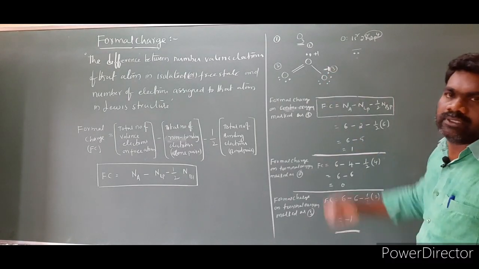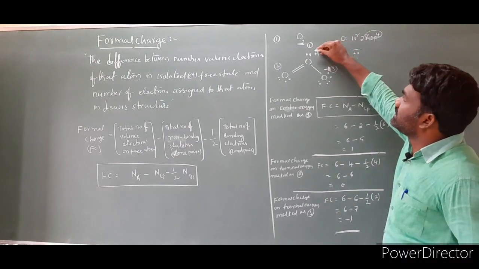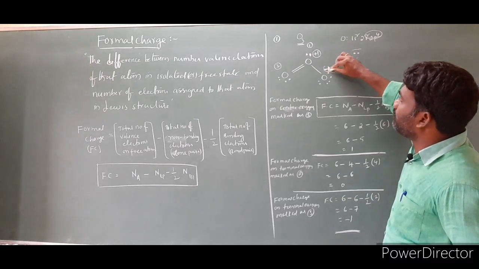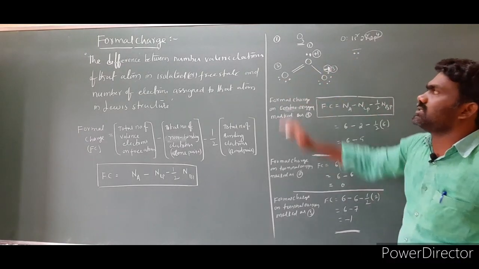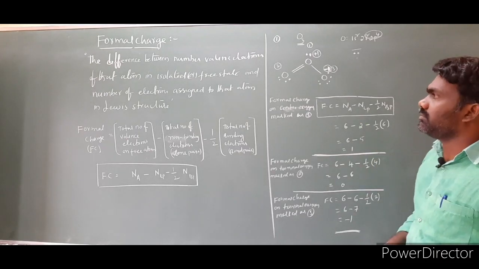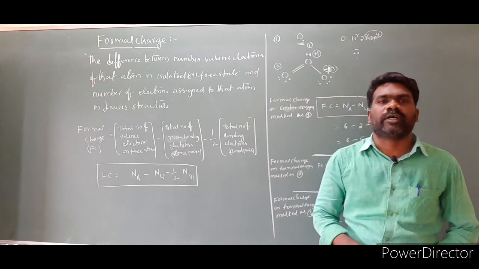This is minus 1. So this is plus 1. This oxygen has plus 1 formal charge. This oxygen has a minus 1 formal charge. This oxygen does not have any charge. The charge is 0. So this is the method to calculate a formal charge.